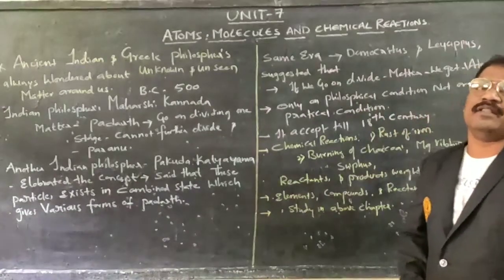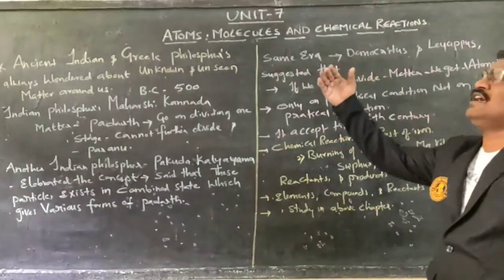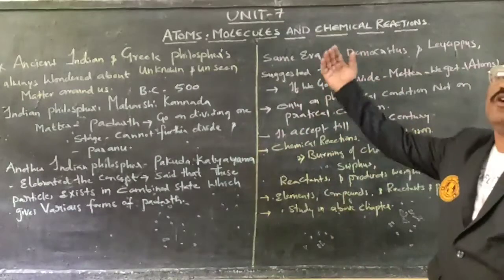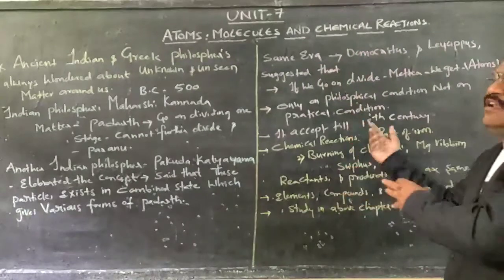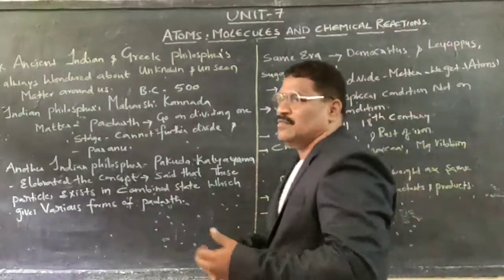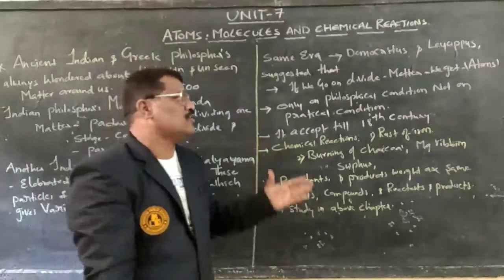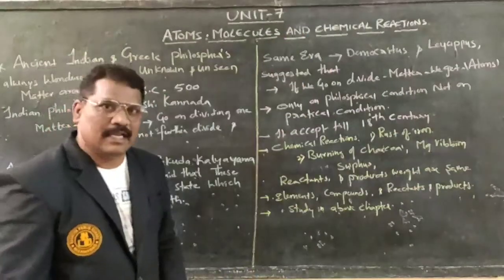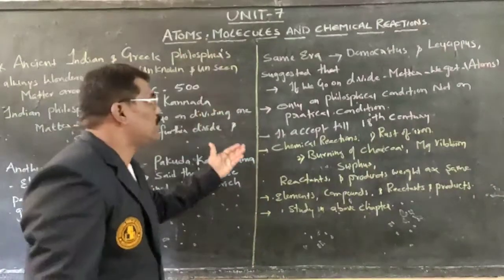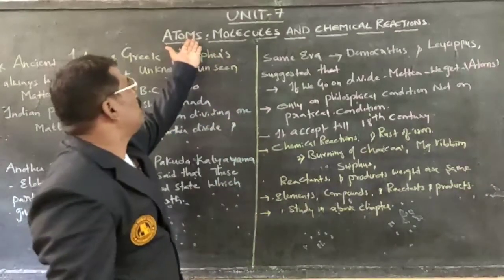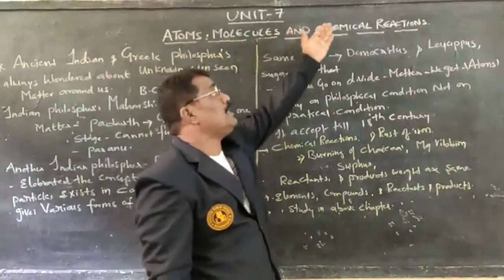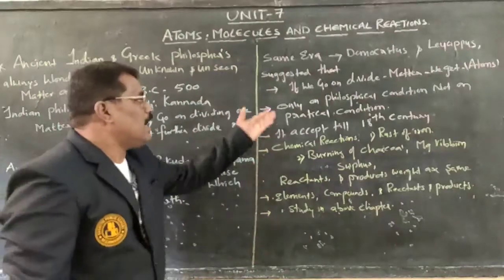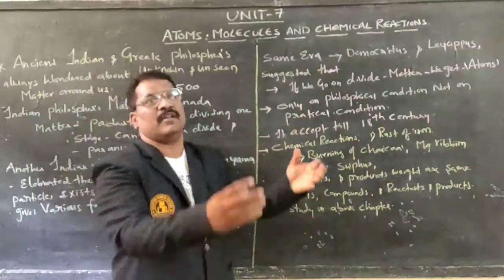Later on, different chemists came into existence, and they introduced atoms, molecules, elements and compounds, all different types of concepts. Within this chapter, we are going to discuss atoms, molecules and their chemical reactions, how they can be combined together. Chemical reaction means what?